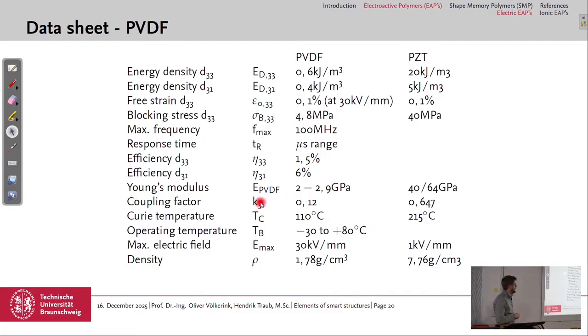The coupling factor we introduced in the last lecture is also quite low. It's 0.12 compared to the 0.47 or 0.74 of the piezoceramic. For the Curie temperature, again, we have a Curie temperature where we lose the beta phase, 110 degrees, and the operating temperature is then from -30 to 80 degrees to have a bit of a distance to the Curie temperature. And we need far higher electric fields, and density is therefore lower than in piezoceramic materials.